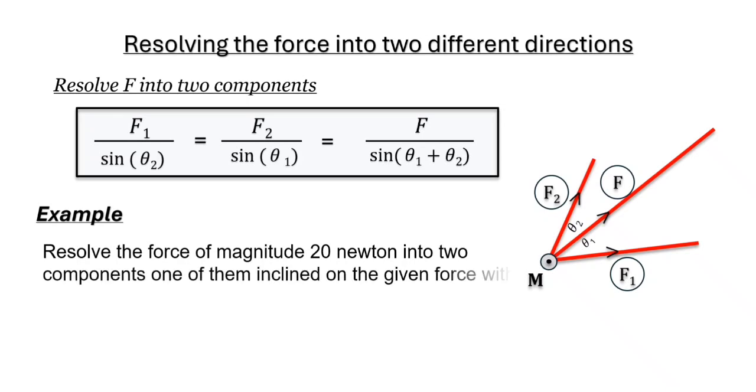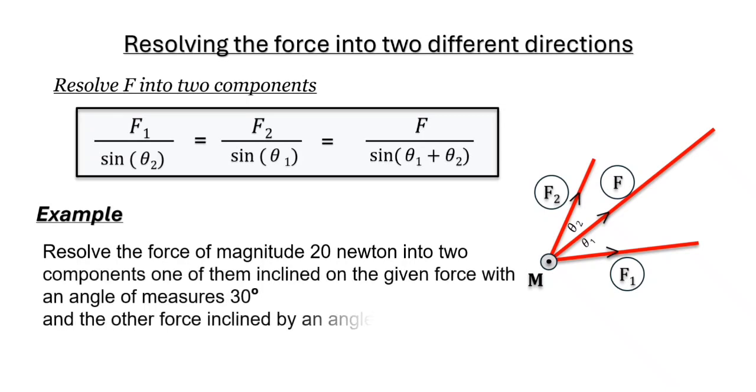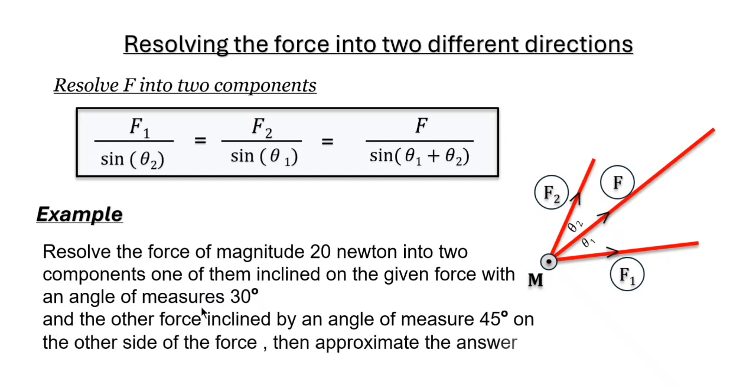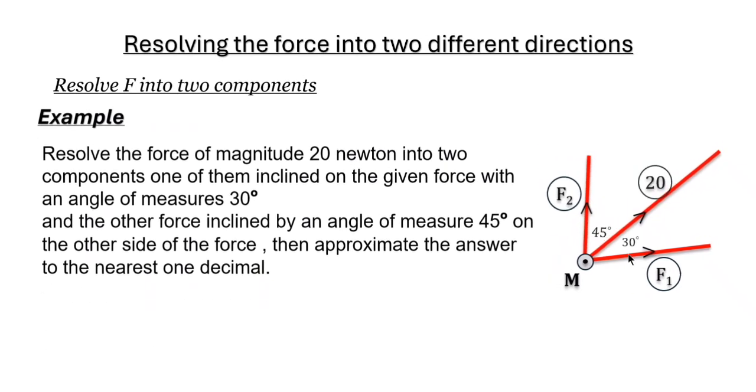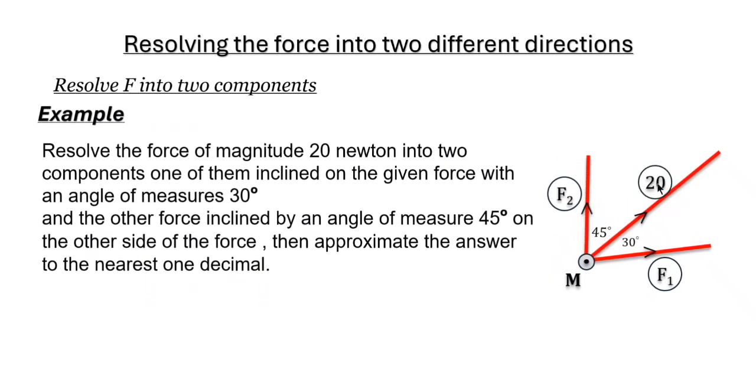Resolve the force 20 Newton into two components inclined with a given force with angle 30 and incline the other by 45. How to do it? We have here the main force is 20 and we want the two components F1 and F2. The first makes angle 30 and the other makes angle 45. And approximate the answer to the nearest one decimal place.